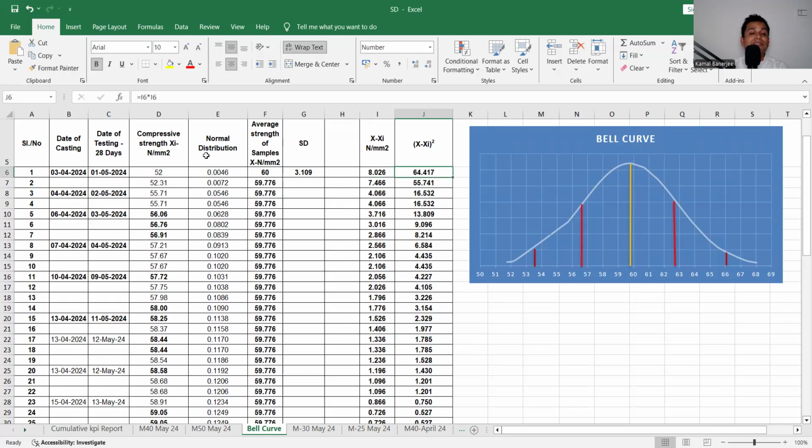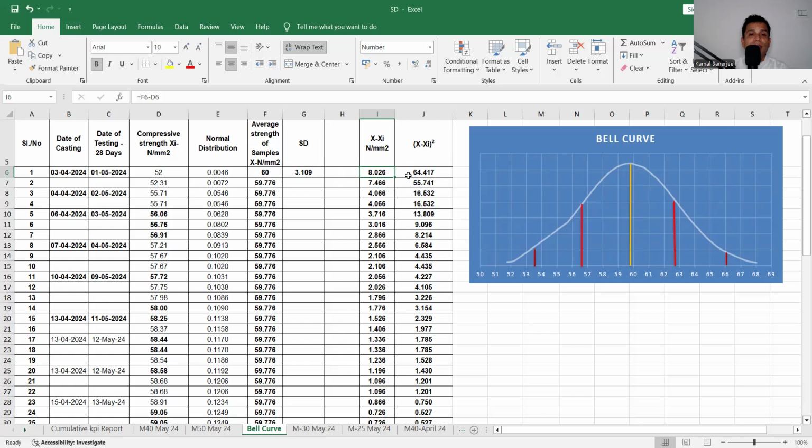So for each and every test result, the three samples, here is the individual test and here is the average test. I am taking 60 as a round up, but it is actually coming 59.776, and it will give the result here also. So we are taking it rounded off. Now here is the standard deviation; we'll find it later. See, x minus x bar means this minus this, 8.26, and the square of this.